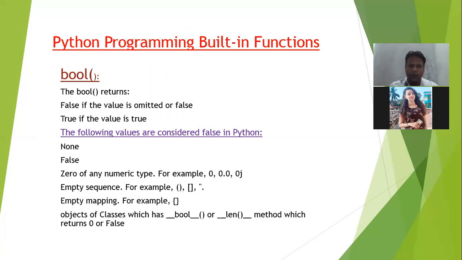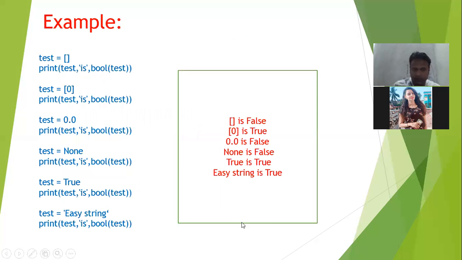Then the boolean value returns false if the value is omitted. The following values are considered false in Python: None, zero of any numeric type, empty sequence, empty mapping. Then this boolean value test: it is blank, it is false. 0 is false, 0.0 is false, None is false. So here it is true. We are passing true, it is true. It is a string, so it is also showing you true value.